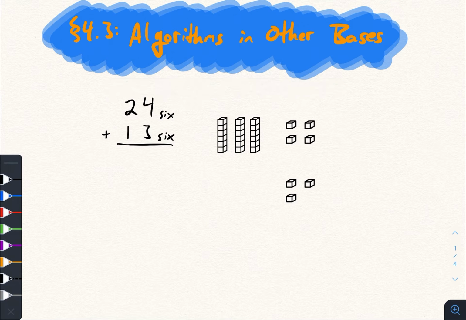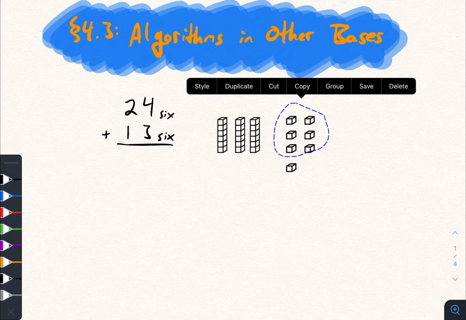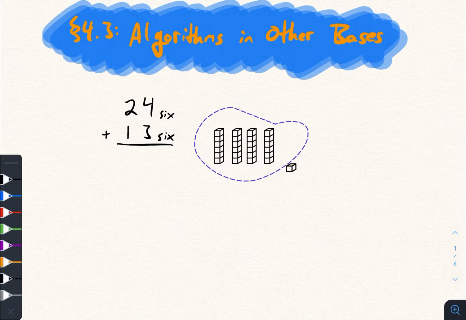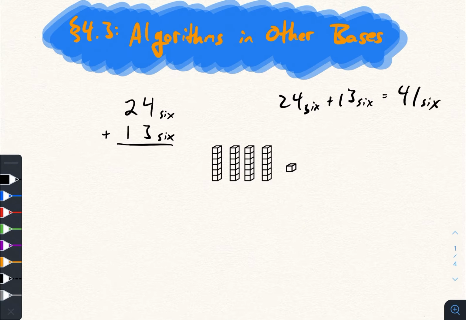I can combine those, and I have 3 groups of 6, and then I have 7 singletons. But every time that I see 6 of these singletons, I want to do an exchange. So I'm going to exchange these 6 ones for a group of 6. So I should be expecting the number 41 out of this. Right? So 24 base 6 plus 13 base 6, we should expect to equal 41 base 6. How is that reflected in the standard algorithm?